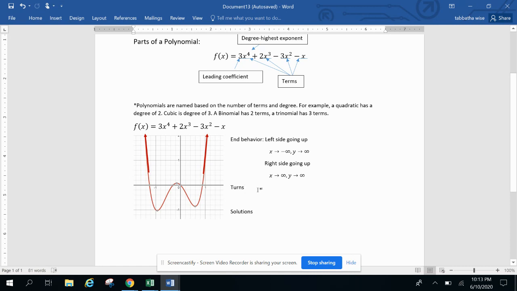The second thing I want you to be able to identify is how many turns. Okay, so we're actually going to look at the graph starting from the left side, and we're going to follow it until it changes direction. So it's going down, it's decreasing, and then it gets to here and it changes, and now it's going up. So that's a turn. And then it gets to here and makes another turn. And then a third turn, and it finishes going up. So 3 turns.